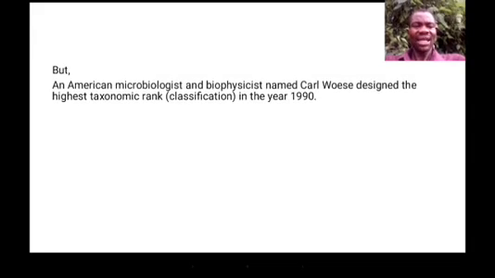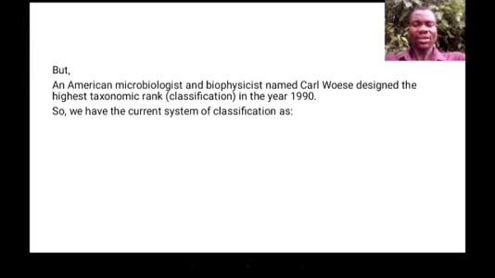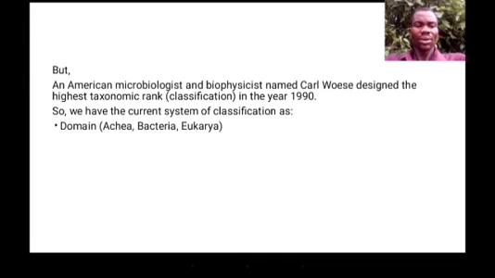But in 1990, an American microbiologist and biophysicist named Carl Woese designed the highest taxonomic rank, which is known as domain. So we have the current system of classification, in conjunction with that of Carolus Linnaeus, with domain, which consists of 3 groups: the archaea group, the bacteria group, and the eukarya group.